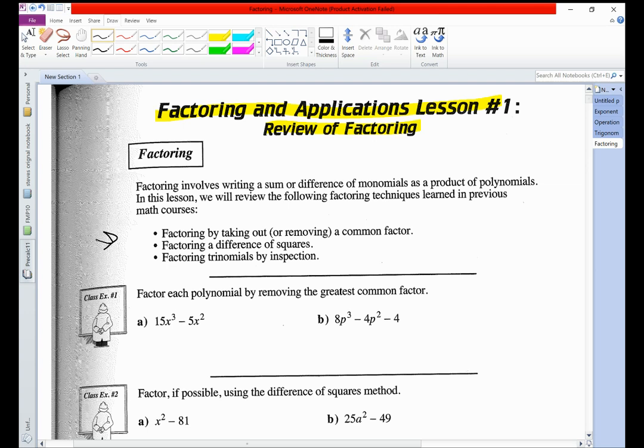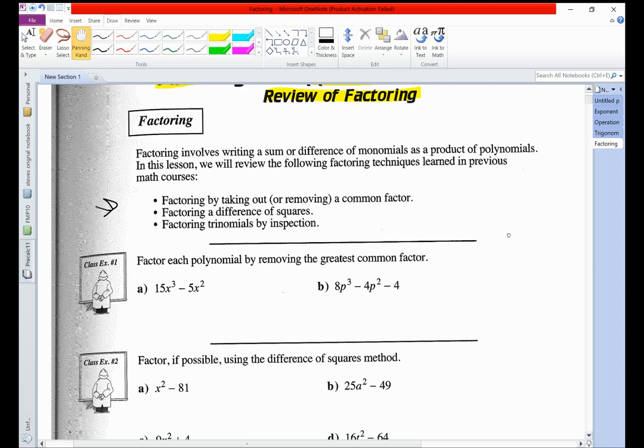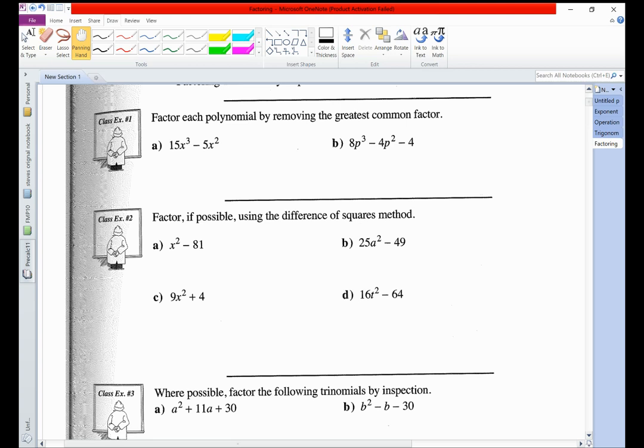So let's get started. The first example says factor each polynomial by removing the greatest common factor. So what we're trying to do is find the biggest thing we can divide out of every term. If we look at the first one, A, we have 15x cubed minus 5x squared. When it comes to coefficients, what is the biggest number I can divide out of 15 and 5? And the answer is 5, right? 15 divided by 5 is 3. 5 divided by 5 is 1.